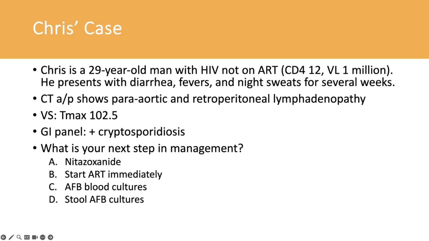The published case shows here he ordered a max temperature of 102.5, GI panel. So what is the next step? Stool AFB.